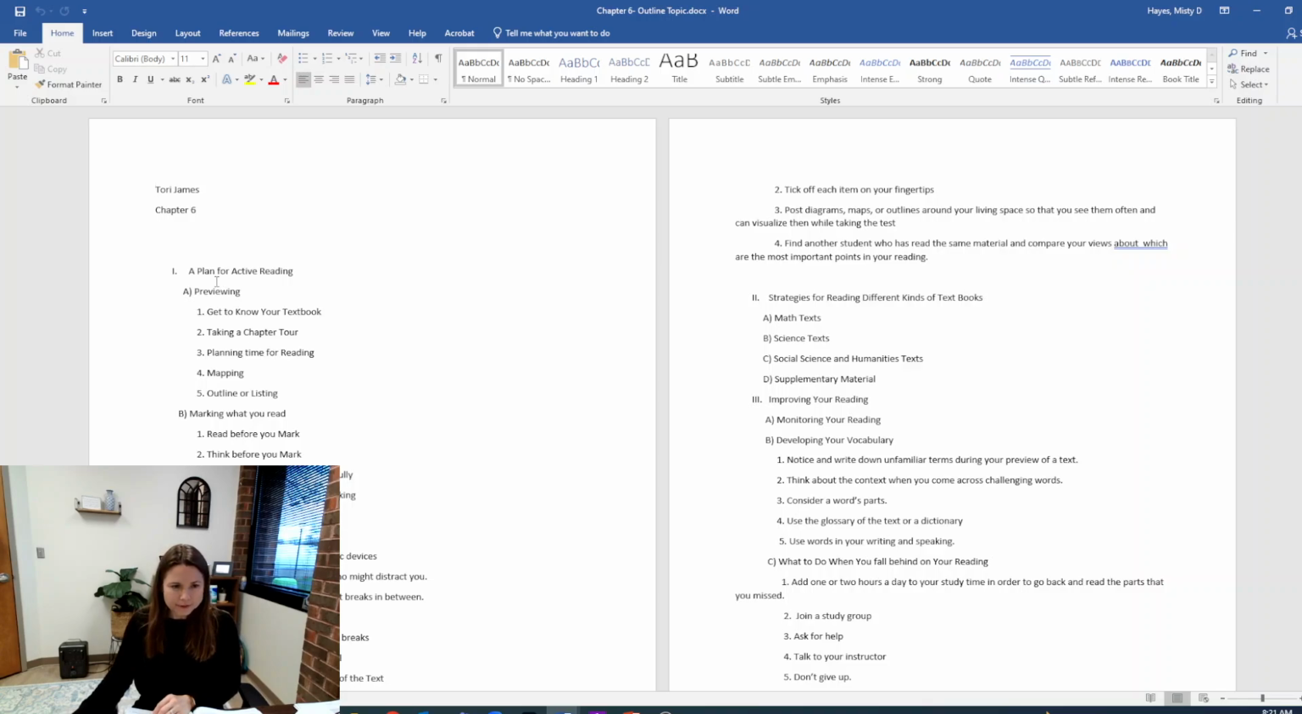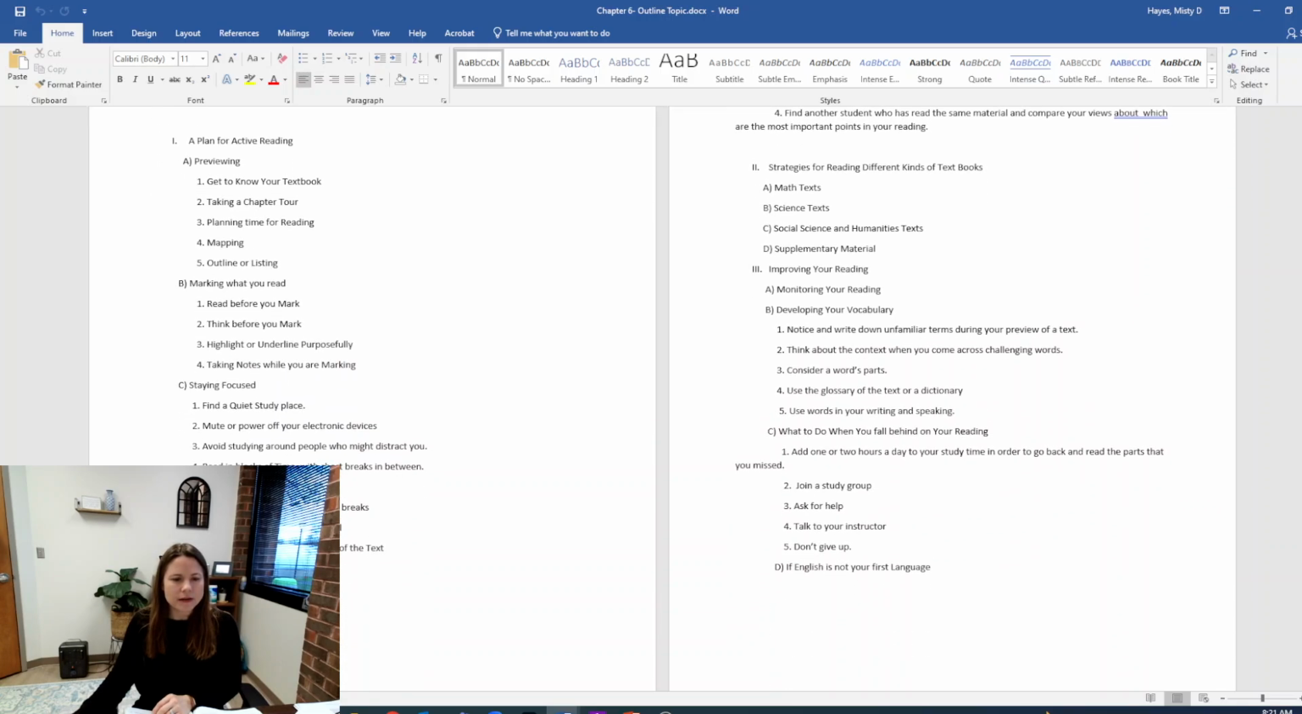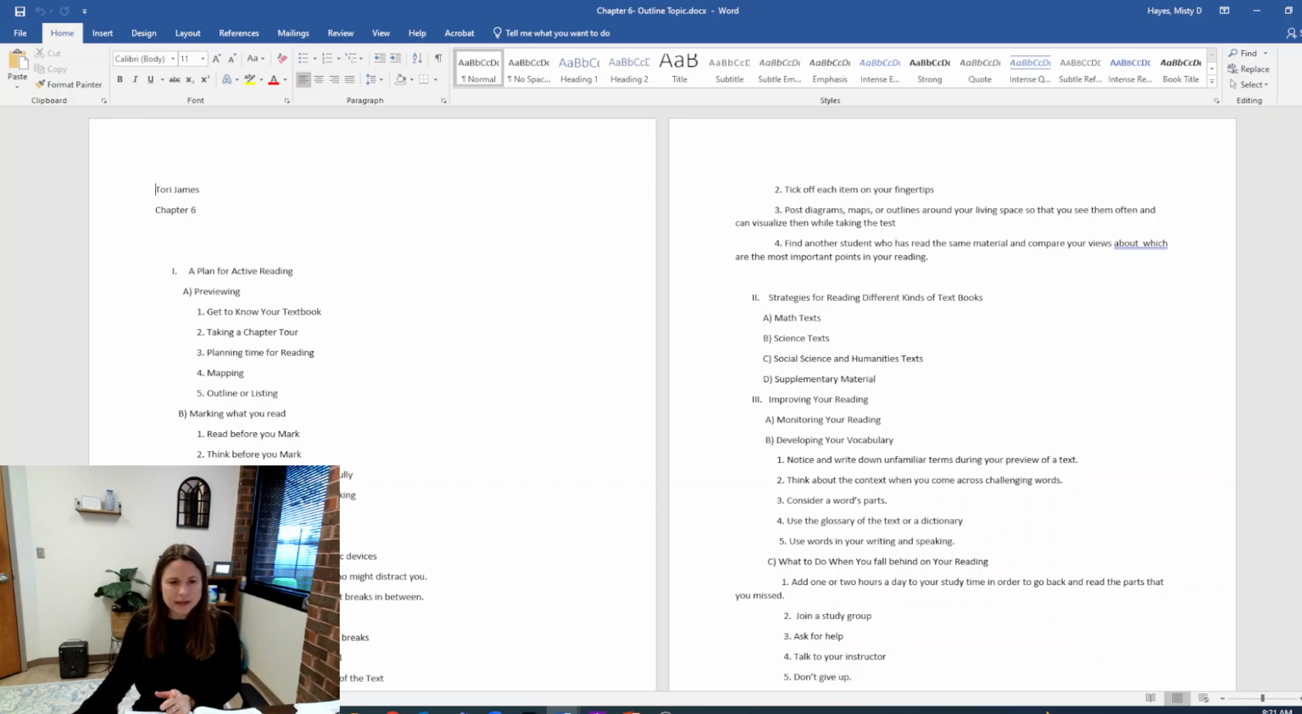So if you'll look here, the example shows you a plan for active reading. That is our main heading, our main topic. Well, under a plan for active reading, we said there are 4 strategies, right? So here are your 4. Previewing, marking what you read, staying focused, and reviewing. But remember, under each section, under step of previewing, there are some other sections, some subtopics that go with it.